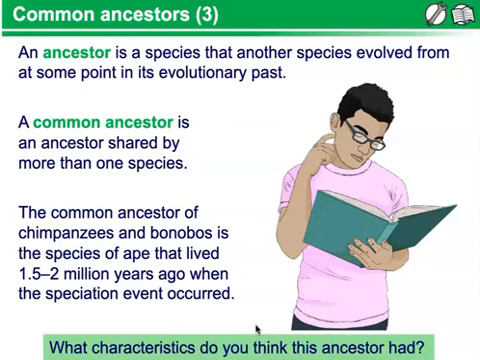So what characteristics do you think this ancestor had of chimpanzees and bonobos? Probably characteristics that are exhibited in both populations of organisms. And the bonobos inherited characteristics that are specific to them, and the chimpanzees inherited characteristics that are specific to them.